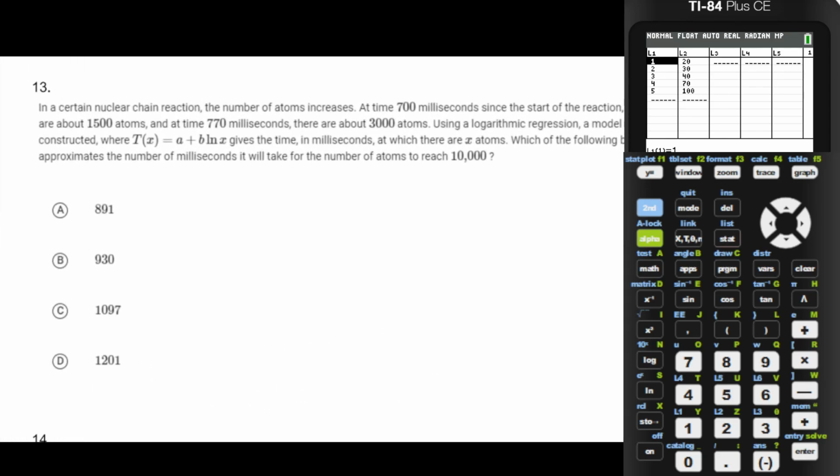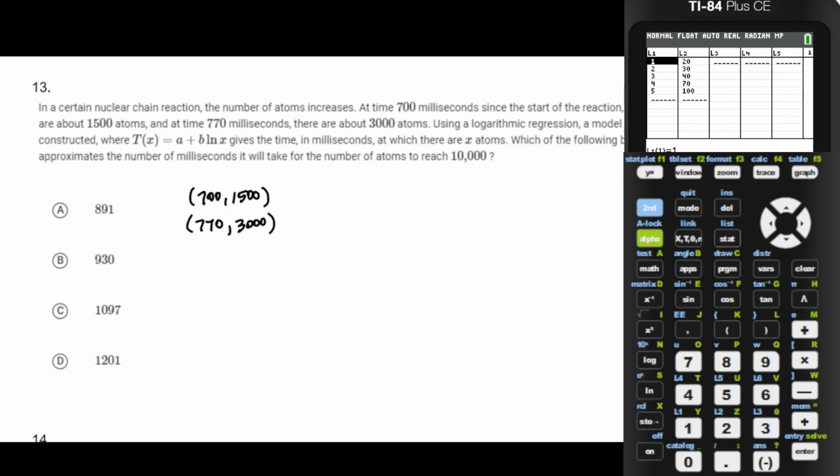Certain nuclear chain reaction, number of atoms increases. I'm not a chemist, but that sounds really suspicious. Maybe they're just bringing in new atoms into this reaction. At time 700 milliseconds, there are about 1500. Okay, so 700, 1500. And then at 770, there's 3000.